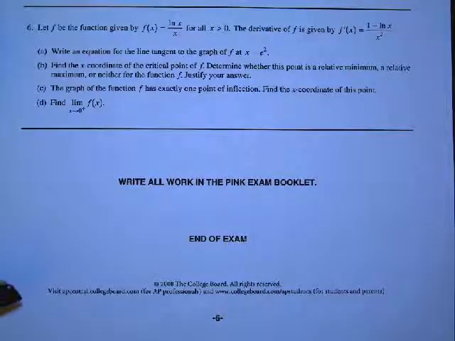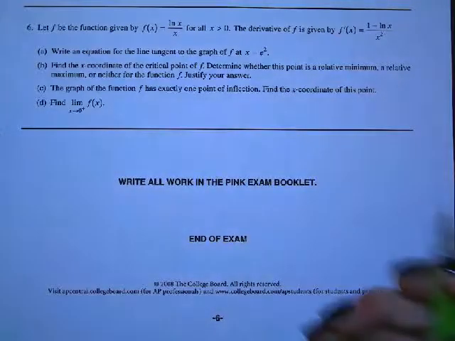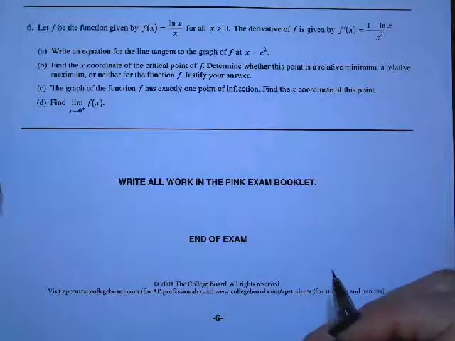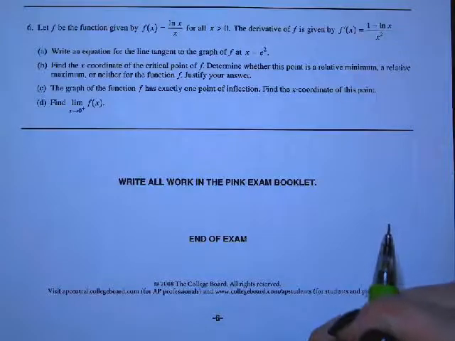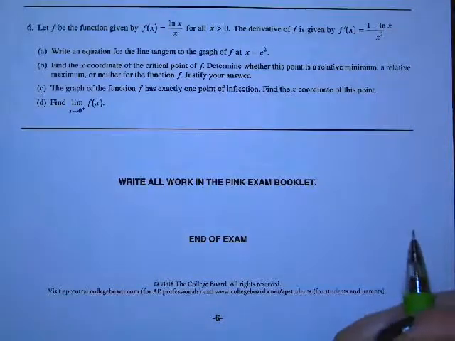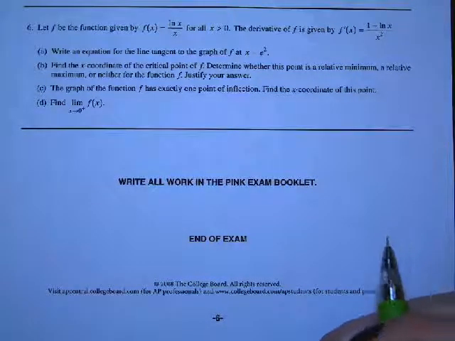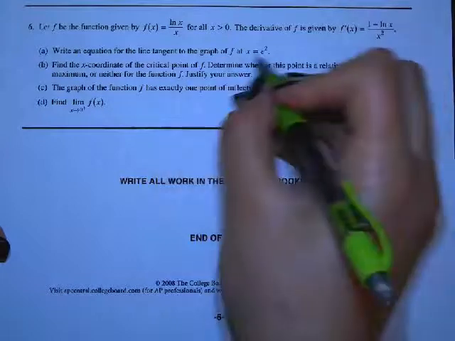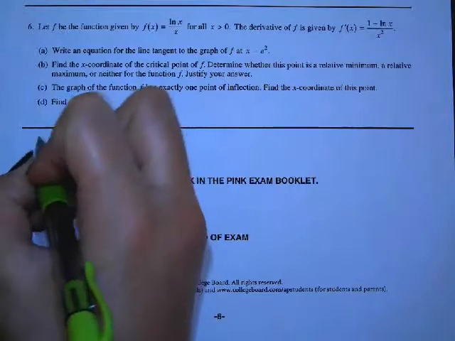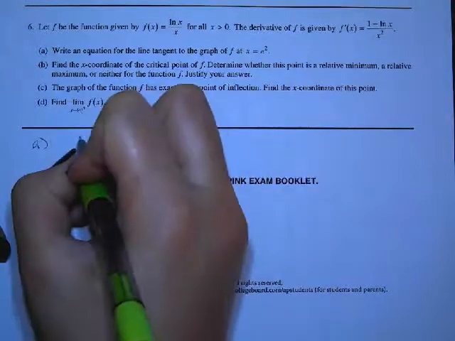All right, here is the 2008 FRQ for the AB exam, question number 6. First, it asks us to write the equation for a tangent line at x equals e to the second. To do that, we need a point and we need the slope at that point. I have the x coordinate of the point, but I need the y coordinate, so that's what I'm going to find first.